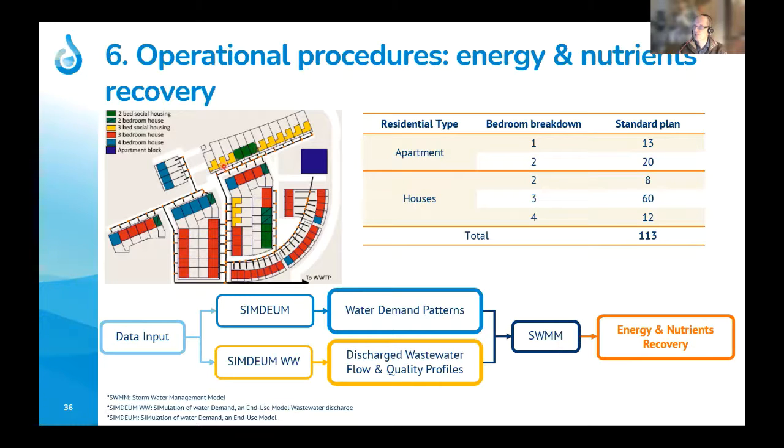There is some social housing here at the top. There are two, three and four bedroom houses. There's an apartment block with a number of streets and different occupations and bedroom breakdown. And we've used this with Simdium again to try to predict heat recovery and nutrient recovery from these systems.